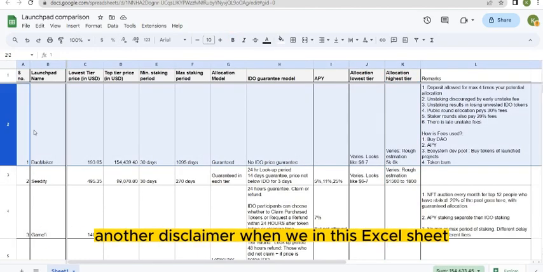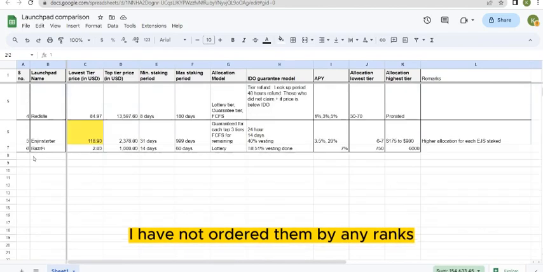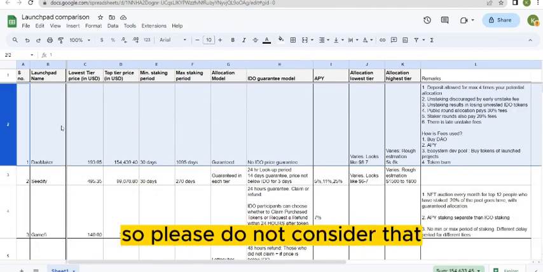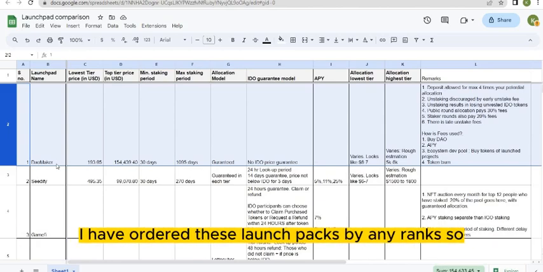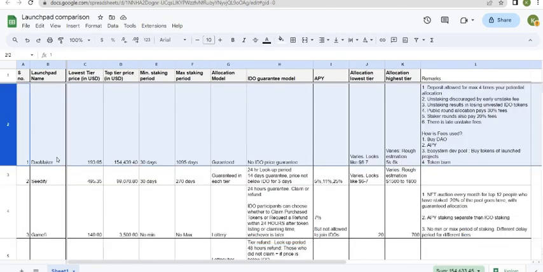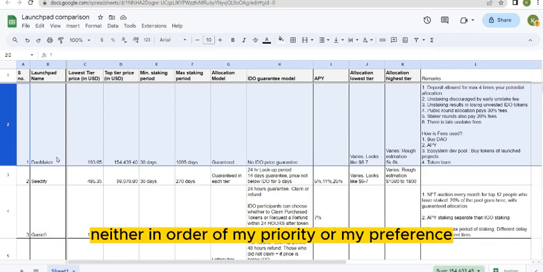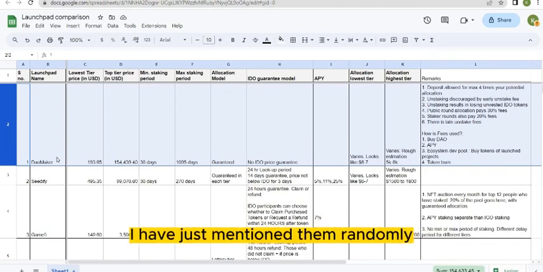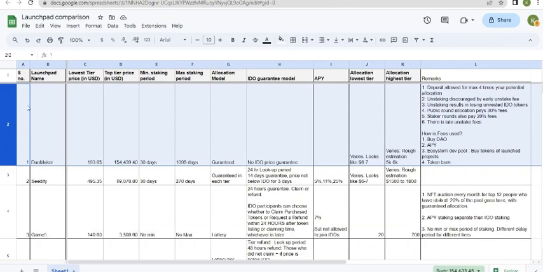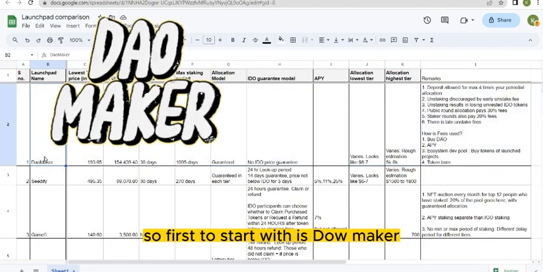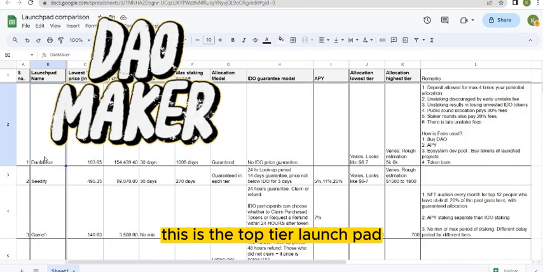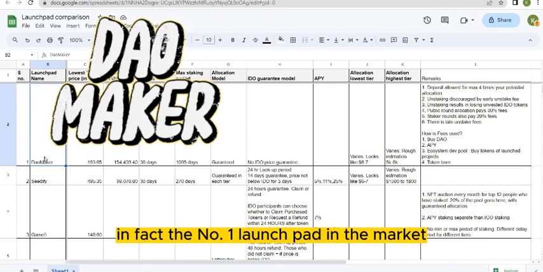Another disclaimer, in this Excel sheet, I have not ordered them by any ranks. So please do not consider that I have ordered these launchpads by any ranks. They are neither in order of my priority or my preference. I have just mentioned them randomly. So first to start with is Dao Maker. This is the top tier launchpad. In fact, the number one launchpad in the market.